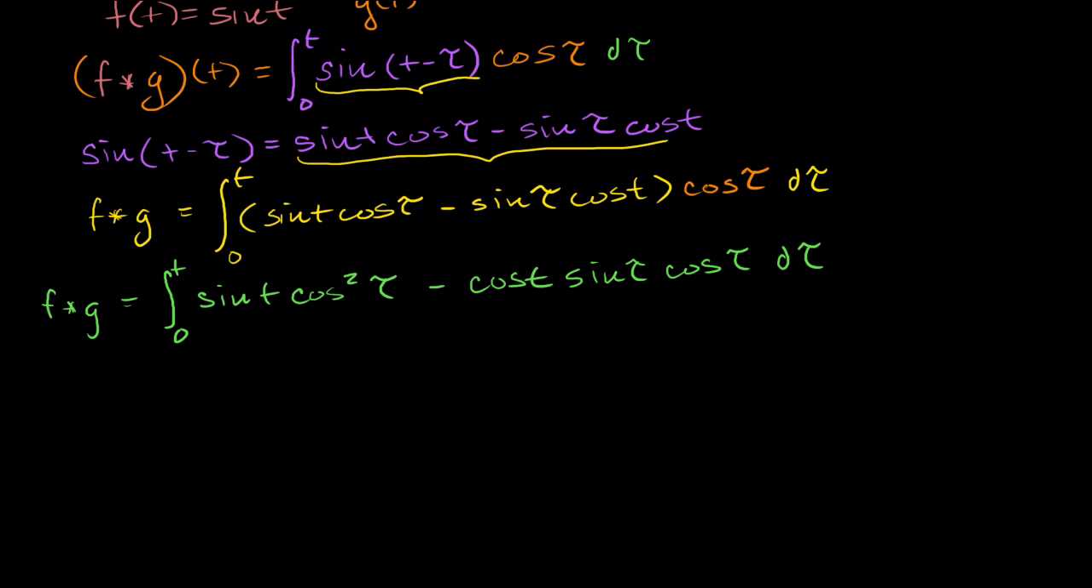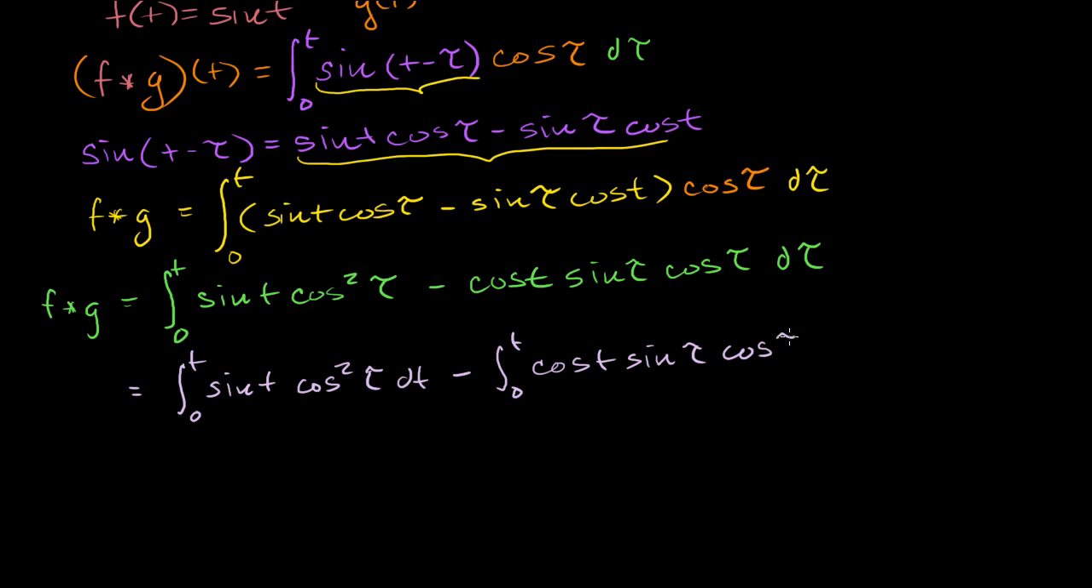And now, since we're taking the integral of really two things subtracting from each other, let's just turn this into two separate integrals. So this is equal to the integral from 0 to t of sine of t times the cosine squared of tau d tau minus the integral from 0 to t of cosine of t times sine of tau cosine of tau d tau.